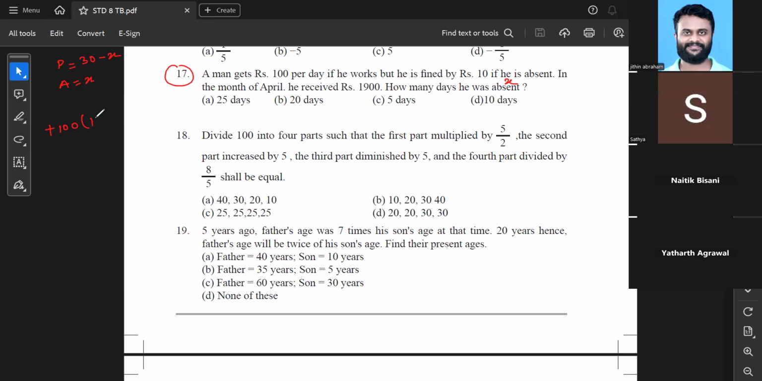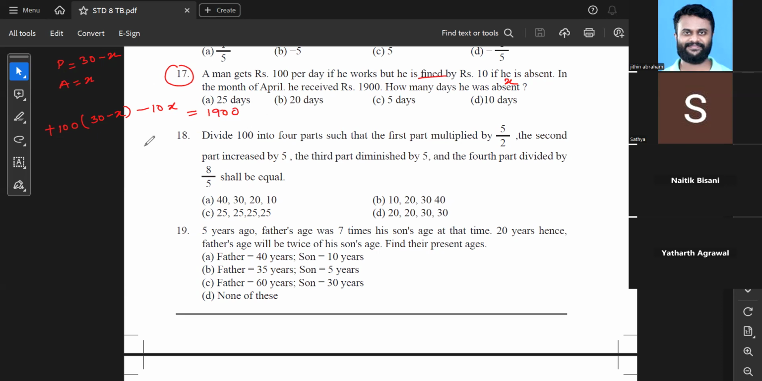Present is how much? 30 minus X. Then he will lose, or maybe he's fined, which means minus 10 rupees for each day he's going to be absent, which means X. So, at the end of the month, he's getting 1,900 rupees. So, this is your equation basically. Okay. Now, let's solve it.